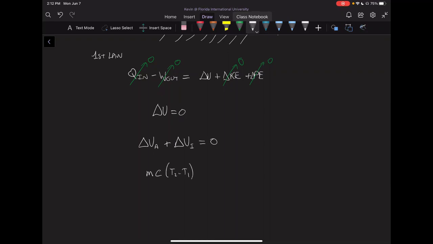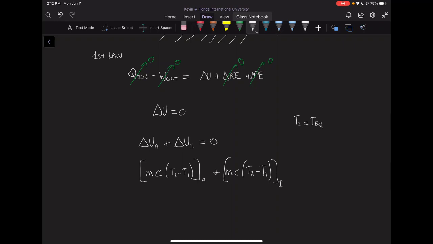And going further than that, we also know that it's equal to MC (T2 minus T1) for aluminum, plus MC (T2 minus T1) for the iron. And we know that T2 is equal to T equilibrium. So the T2 in the two cases is equal to T of our equilibrium.